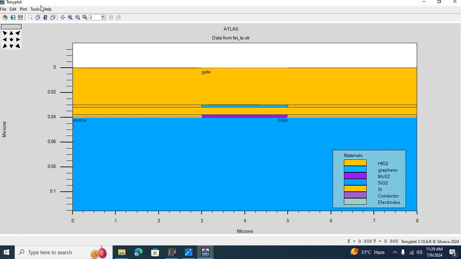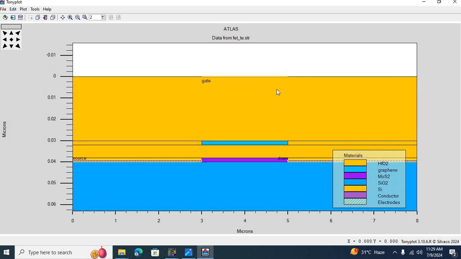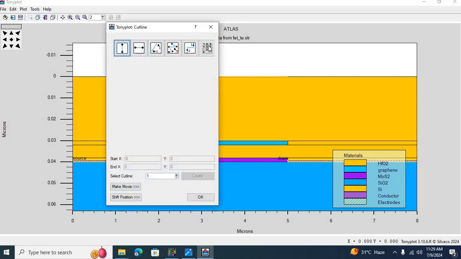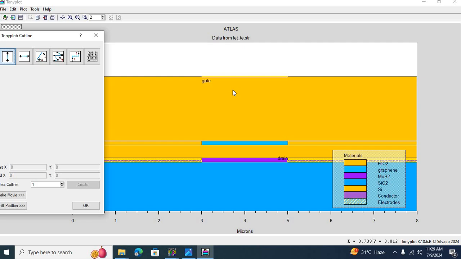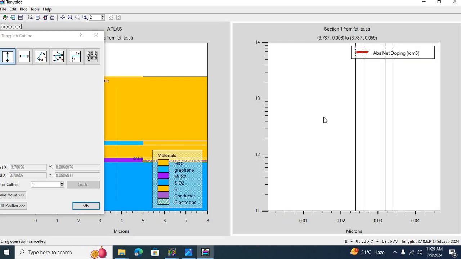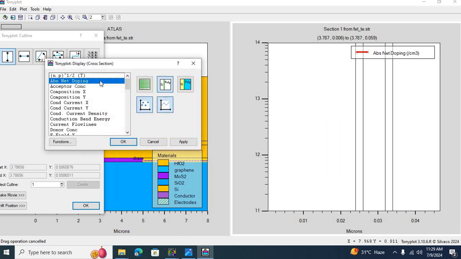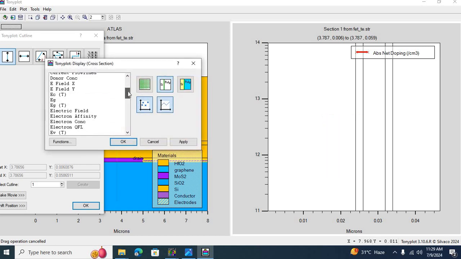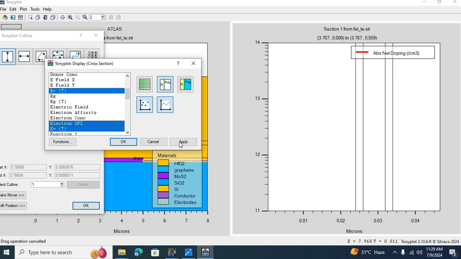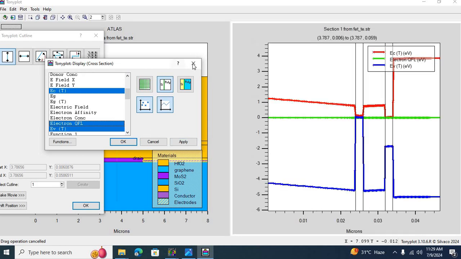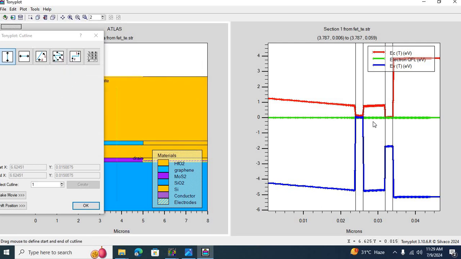We can look at the energy band diagram. Let me zoom in further onto this region. So we can look at the energy band diagram of this structure. So I go to Tools, Cut Line. Here I go to Display: EC of T, EV of T, electron QFL. So here is my energy band diagram on the right side.